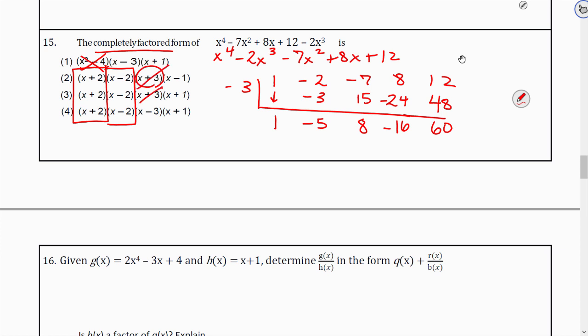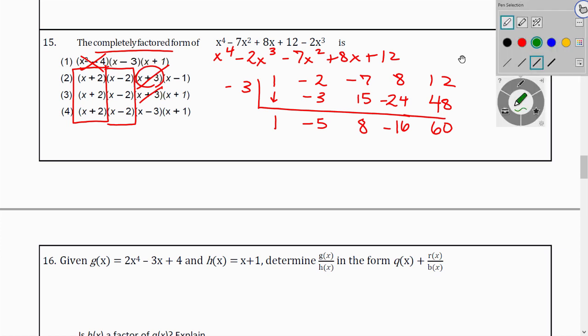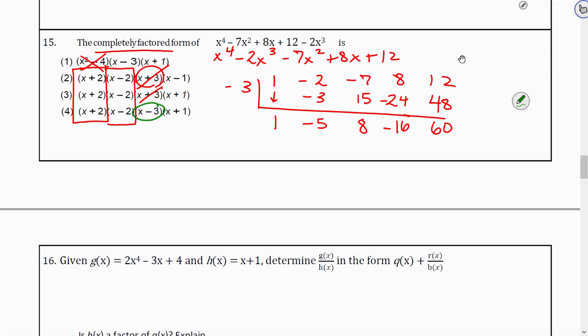Let me just check myself and make sure that I'm not making a big mistake. Let me see if this one is going to work. I'll switch colors just for fun. Let me see if this one works. So I'll make that a positive 3. Let me erase all of these and see if I've just made a mistake somewhere. Okay, so I'm now using positive 3. 3 times 1 is 3. Negative 2 plus 3 is 1. 3 times 1 is 3.